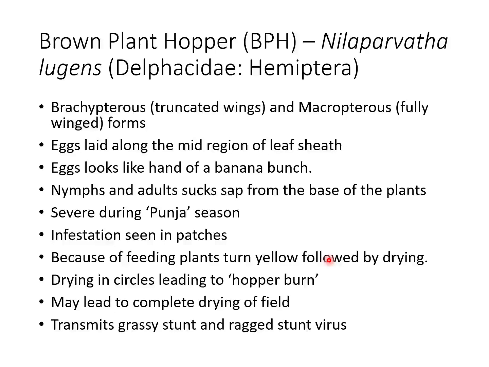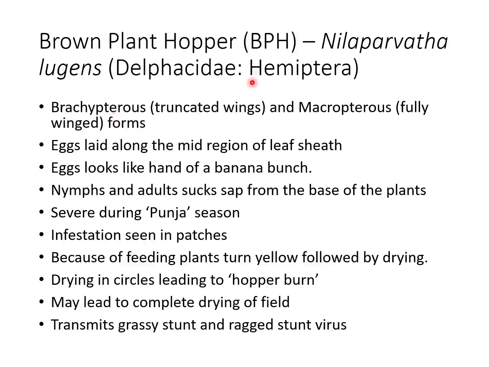The next pest, we will be moving on to a hemipteran pest, a sucking pest. One of the most important hemipteran sucking pests infesting rice is brown plant hopper or BPH. We abbreviate it as BPH, brown plant hopper. The scientific name is Nilaparvata lugens and the family is Delphacidae. The order you may know is Hemiptera. Most of the plant hoppers belong to the family Delphacidae.